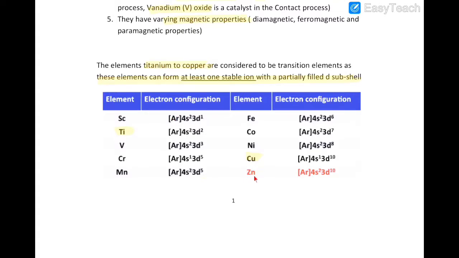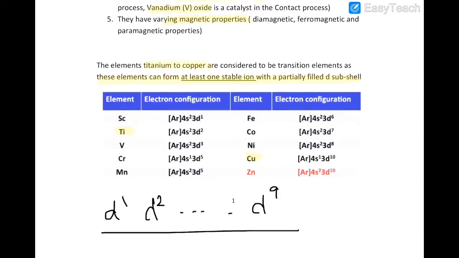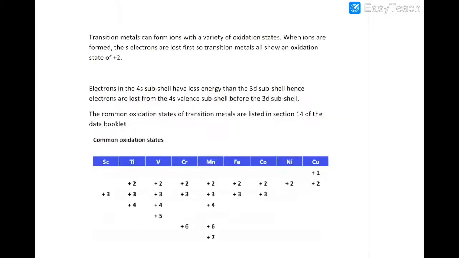And if you look at zinc, zinc forms Zn2+, and it just loses the 2 electrons in the 4s subshell. So then the d subshell is not partially filled. For it to be partially filled, you should have either d1, d2, up to d9. These are partially filled d subshells. So scandium and zinc do not form stable ions with partially filled d subshells.